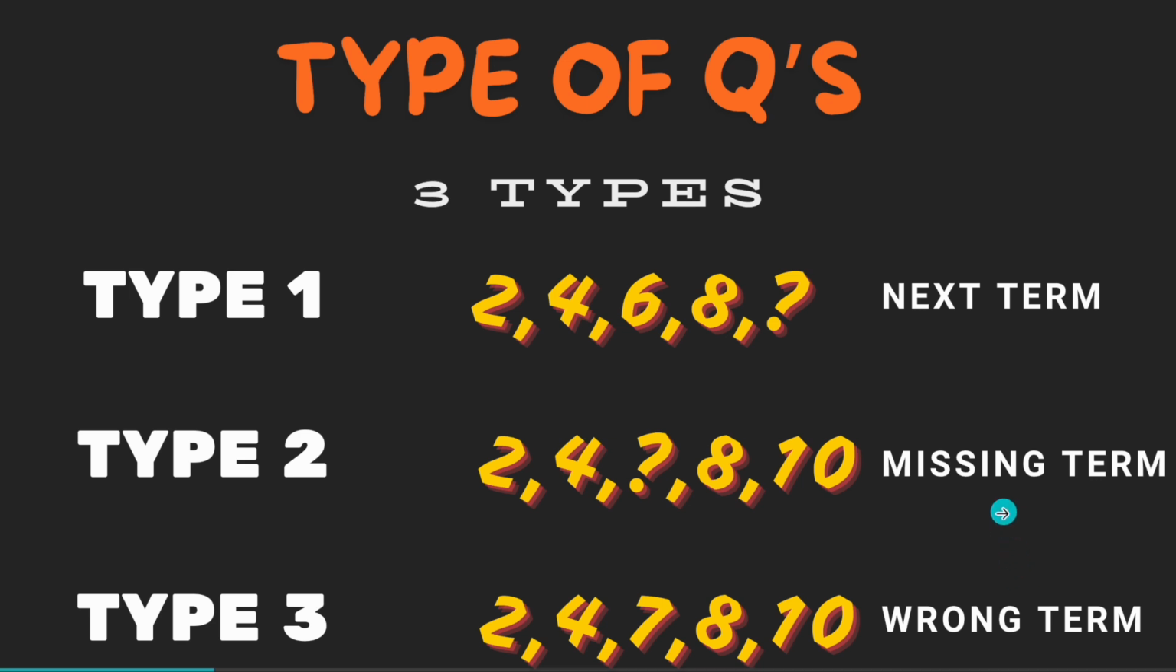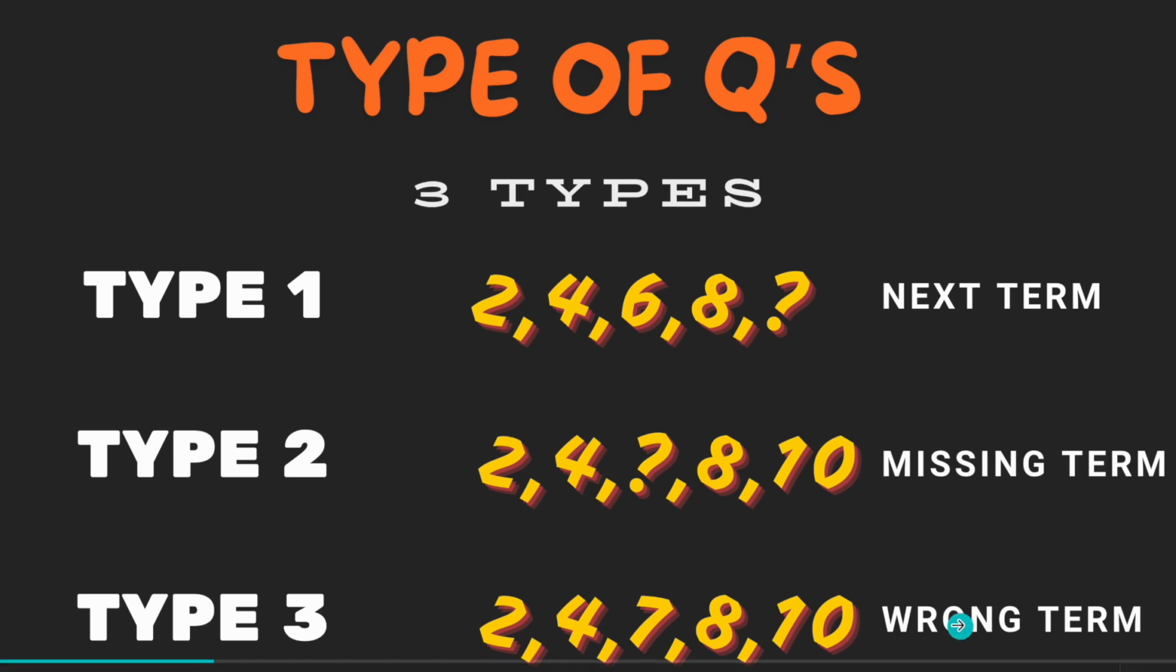Or otherwise, they will be asking us to find out the missing term. 2, 4, question mark, 8, 10. 2 plus 2, 4, 4 plus 2 is going to be 6, 6 plus 2 is 8, 8 plus 2 is 10. The sequence is going to be matched with the common difference of 2. So the question mark value must be equal to 6. The missing term is going to be 6 here.